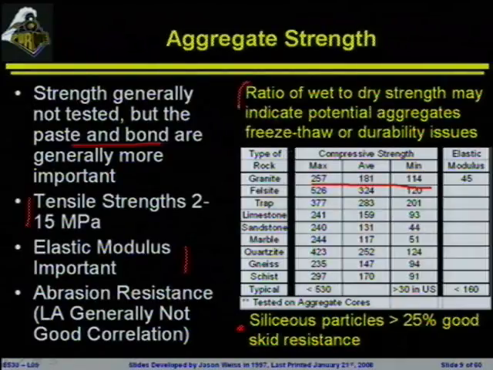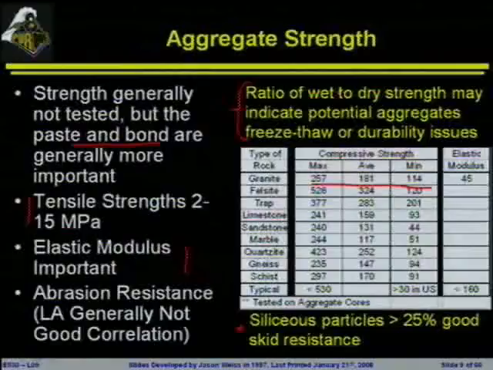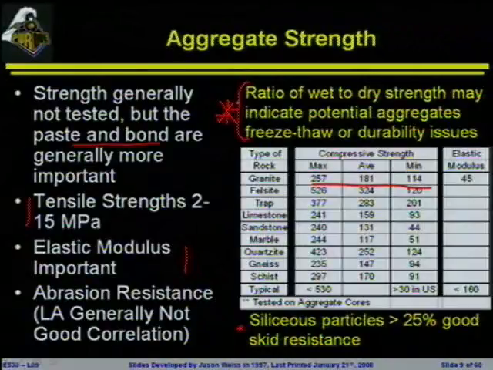Another thing, if you're not so sure about the aggregate and its resistance to freezing and thawing, one real quick measure, if you've got some local information on this, the ratio of wet to dry strength can tell you quite a bit about the durability issues. It tells you quite a bit about what's inside of the aggregate. Most of the time, we will be looking at durability issues based on local history. So in the U.S., there are very few places where there won't be some existing knowledge on a particular aggregate.